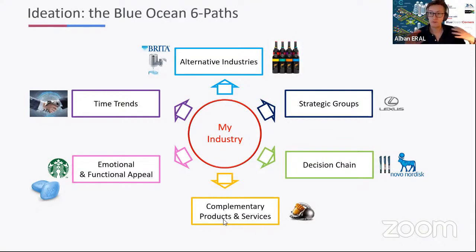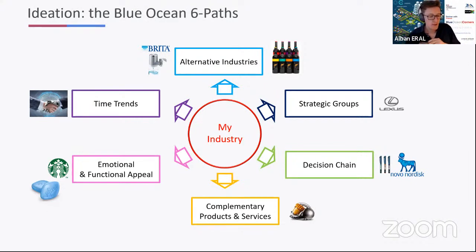And complementary products and services: this path is about what I use with this standard offering, like my mobile phone. With a mobile phone, I'm using this protection, this software, this mobile app. They are complementary services, complementary products. And emotional and functional appeal, as Jason has shared with you, is about what happens if I take a fully emotional or a fully functional point of view.